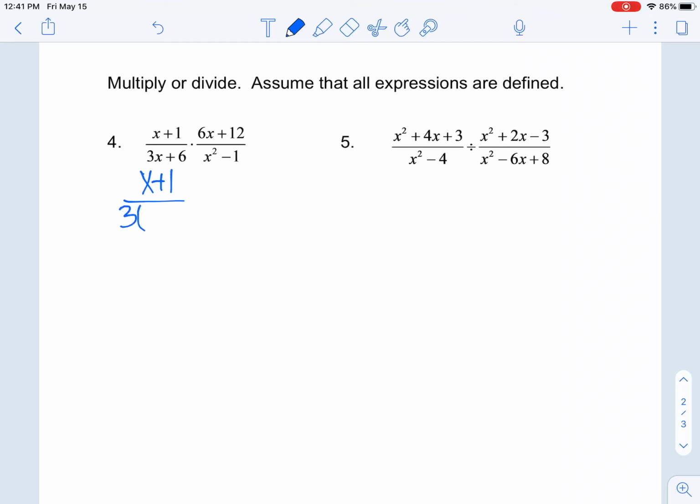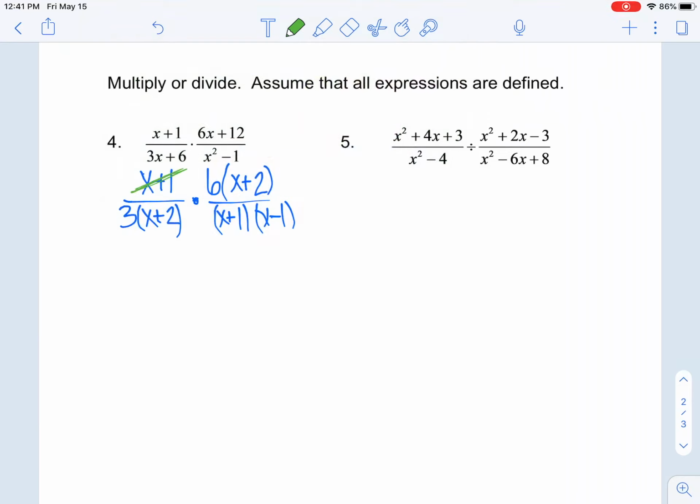In the denominator of our first fraction, we can factor out a 3. So that gives us 3 times x plus 2. Then in our second fraction, in the numerator, we can factor out a 6. So that gives us 6 times x plus 2. And in the denominator of the second fraction, we have a difference of perfect squares, x squared minus 1. So we take the square root of the first term, the square root of the last term, and we have 1 plus, 1 minus.